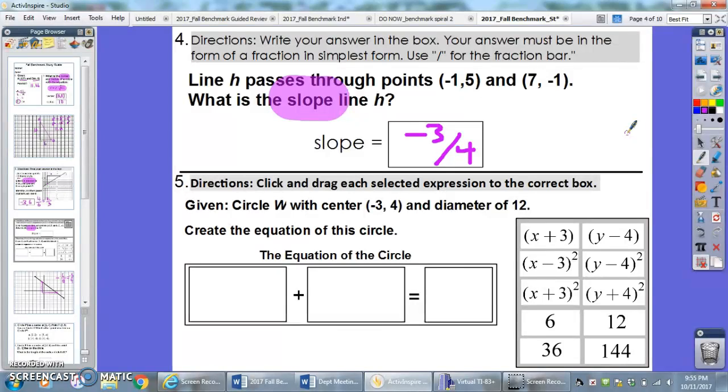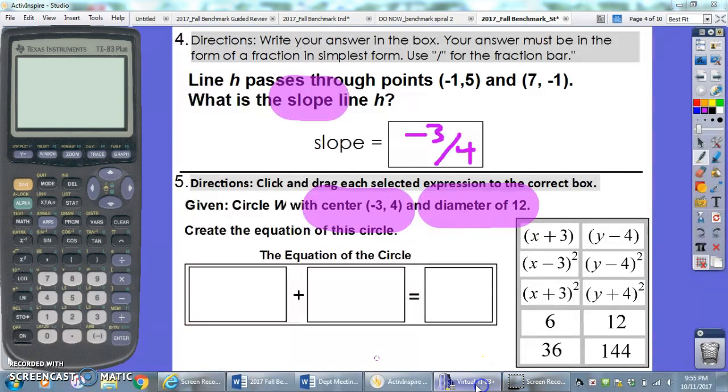Alright, number 5, you are going to create the equation of a circle given a center at negative 3, 4 and a diameter of 12. So right off the bat, a red flag pops up in my head because I remember I'm going to use the radius always. So remember, the radius is half of the diameter, so I just have to divide 12 in half. 12 divided by 2, alright, that will be 6. So I know that my radius is 6.